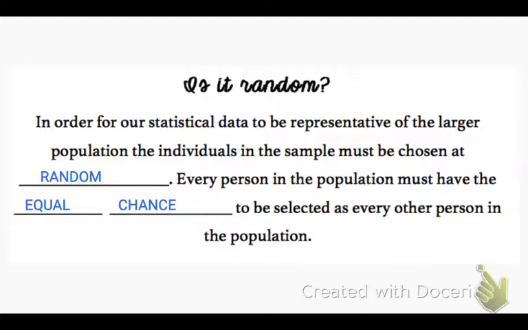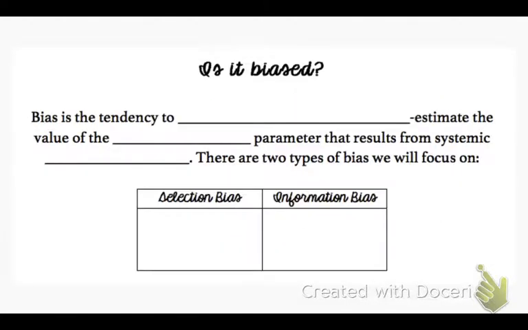So thinking about if you're watching a certain news channel and they've completed a survey and then they tell you that a certain percentage of the population feels this way, well, did they really get a true sample of the population, or did they just get a sample of the people that actually watch their news station? And so that's what goes into this idea of being biased. Bias is a tendency to over or underestimate the value of the interest parameter from systemic favoritism.